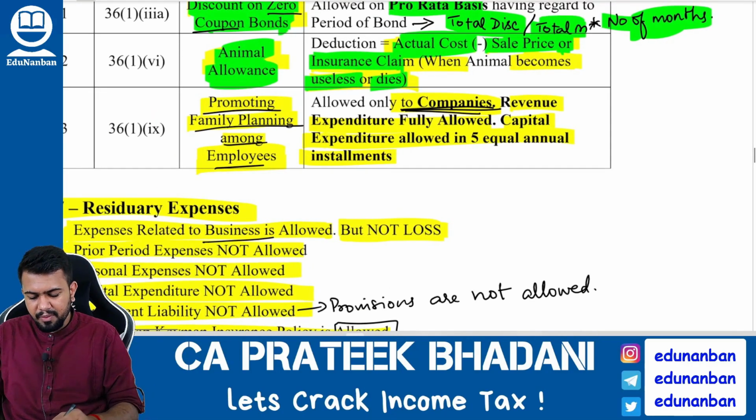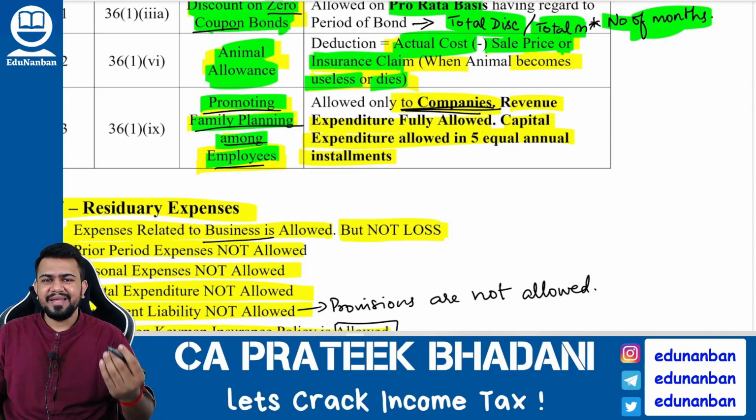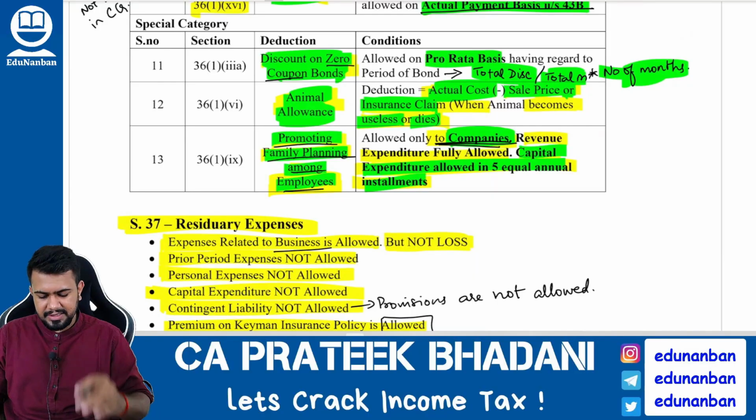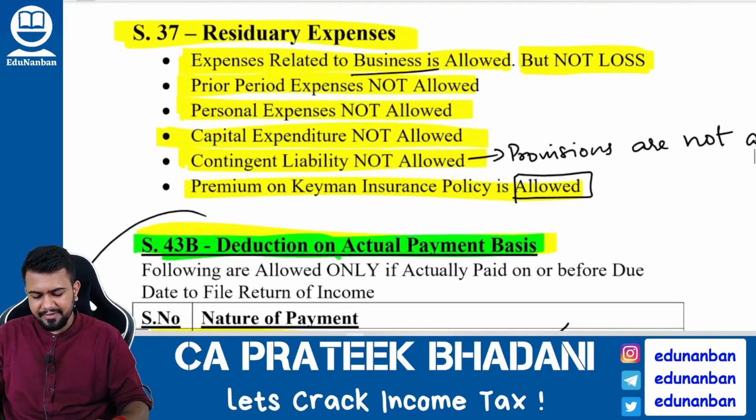Next, promoting family planning. Family planning is done by the individual, but the expense of promoting family planning is allowed only to companies. If it is a revenue expenditure, fully allowed. If it is a capital expenditure, allowed in 5 equal annual installments. So this was section number 36. Now let us come to section 37.